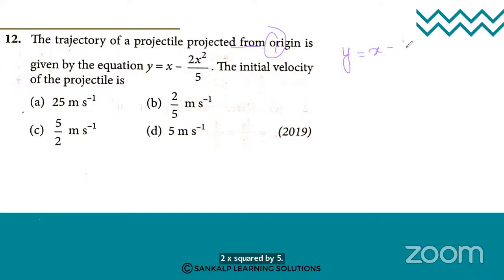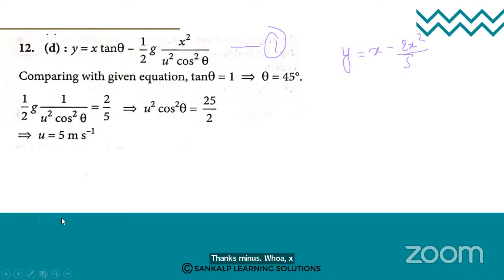x minus 2x square by 5 is the given equation. So when you compare it with the standard equation, for tan theta the x coefficient is 1, since there is none written. So therefore tan theta is equal to 1. As you know, tan theta is equal to 1 means theta is equal to 45 degree.